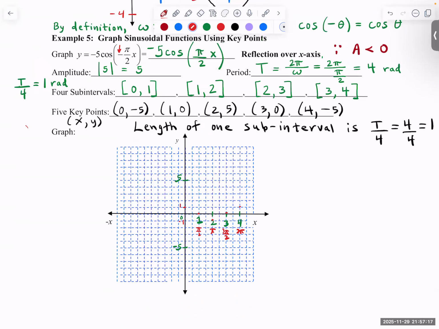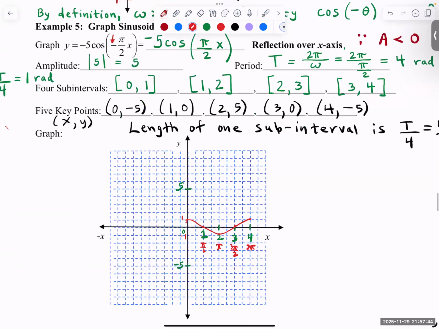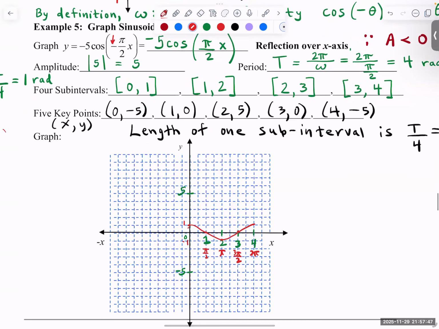All right, so let's sketch in the cosine function from 0 to 2 pi. It's going to look something like this. Right, that's our basic function. Now the function we're graphing has a negative coefficient and amplitude of 5. So it's going to start at 0 radians, -5. Let's go to blue here.